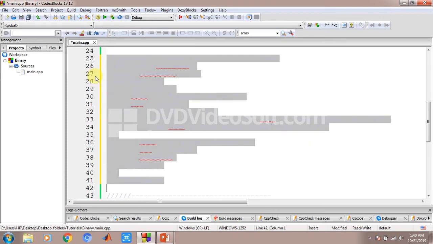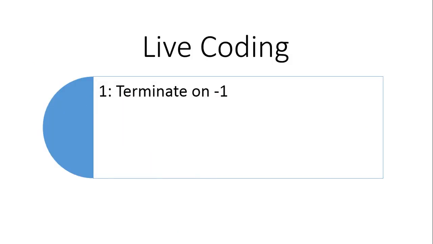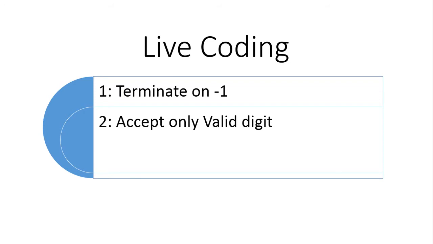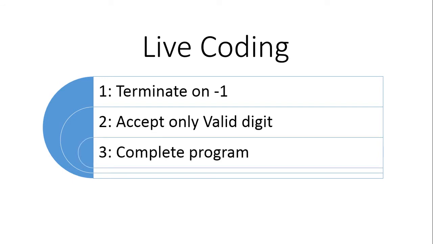Let me see what we want to do now. Okay, so we have learned how to terminate at -1. We have also learned how to accept a valid digit. You can see the logic of the code that I have used. I have used a selection command: if the digit is in the range greater than or equal to 0 and less than or equal to 1, it means it is a valid digit. The third one is the complete program. So we will obviously be running the complete code that we promised to write. Here goes our final code.